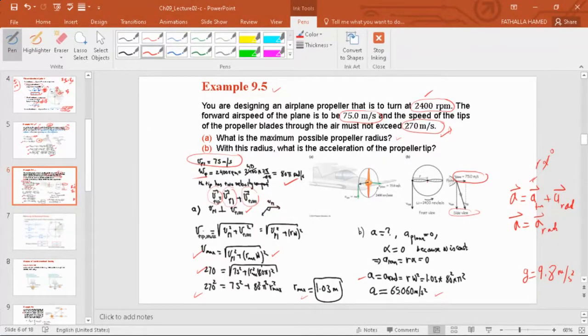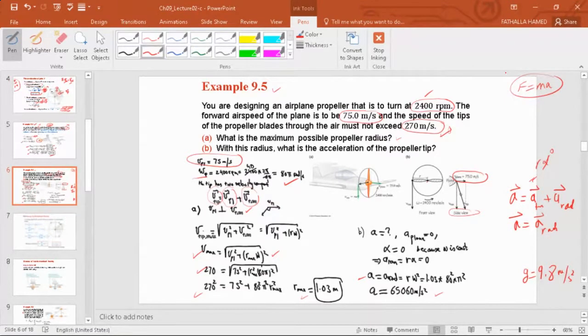Now look at this acceleration here. It's very high. And you know that F should equal ma. So at the tip of your propeller, you have a very great force because you have a very big acceleration there. And that force that's pulling toward the center, if the tip of the propeller or the object there is not strong enough, it's going to be deformed. And that's why you have to be careful with this.